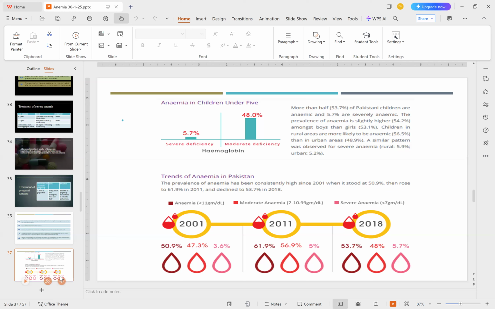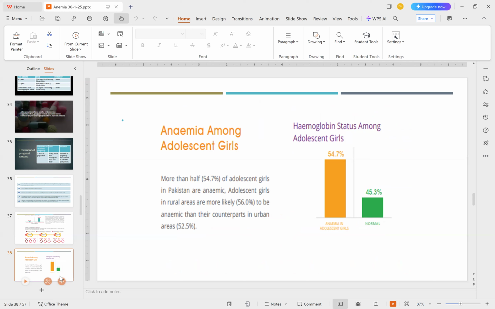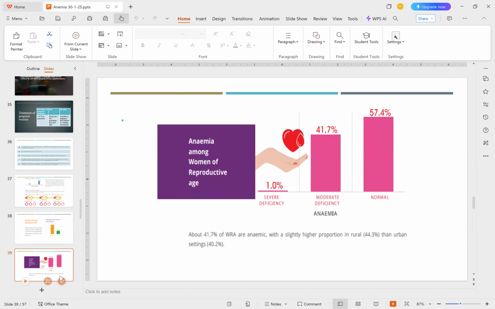Anemia among adolescent girls. More than half of adolescent girls in Pakistan are anemic. Adolescent girls in rural areas are more likely to be anemic than their counterparts in urban areas. Anemia among women of reproductive age: severe deficiency is 1%, moderate deficiency is 41.7%, and 57.4% are normal. About 41.7% of women of reproductive age are anemic, with a slightly higher proportion in rural than urban settings.